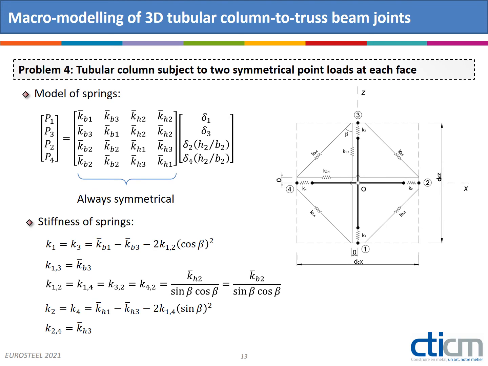But when multiplying with this ratio, the modified stiffness matrix becomes symmetrical, and the matrix equation may now be represented by a model of springs as shown in the figure. The stiffnesses of the springs are given here.